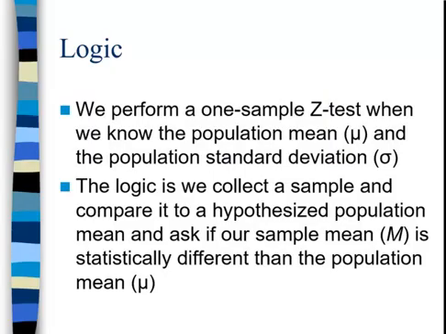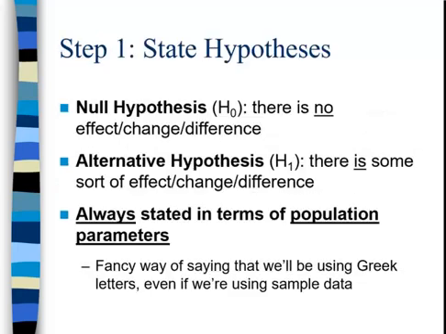So just to set the stage here, we perform a one sample z-test when we know the population mean and especially the population standard deviation. Really, the population standard deviation is critical. We cannot compute a one sample z-test if we don't know it. And the logic here is quite simple. If we collect a sample and compare it to some hypothesized population mean, we ask, is our sample mean statistically different than the population mean?